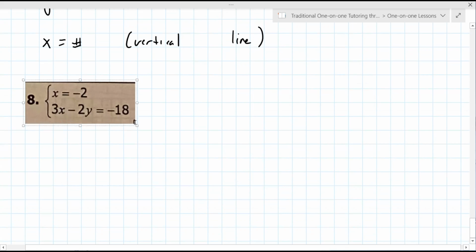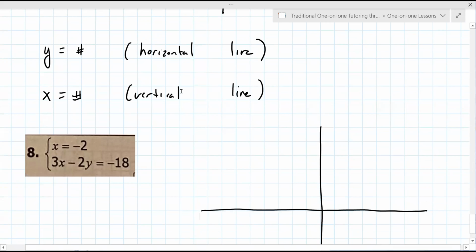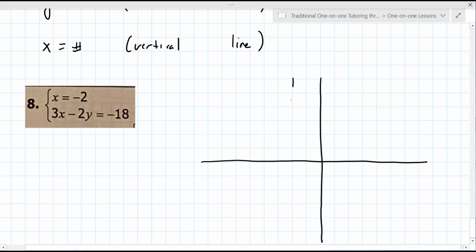So let's say I wanted you to graph this system. So what is x equals -2? What kind of line is it? That would be a horizontal line because there's no other number. x equals -2 is a vertical line. Did I say horizontal? You did. Maybe you meant vertical. So it's a vertical line. It looks like this. Yeah, it goes up and down. Okay, that's x equals -2.